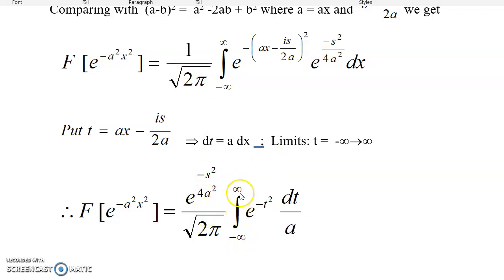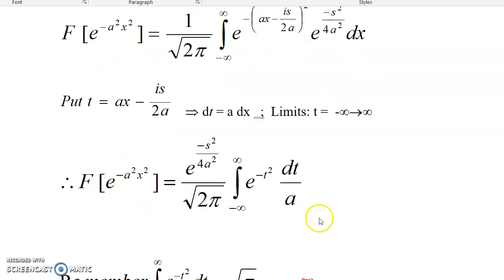Now minus infinity to infinity, e power minus, see this totally we had made as t. So now this is simply becoming e power minus t square. This has come out dx. What is dx? See here, dt is a dx, so dx will be dt by a. So we get like this.